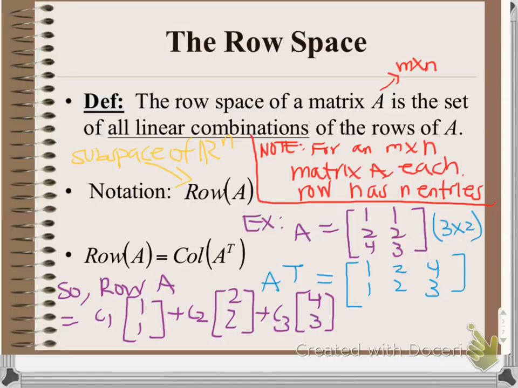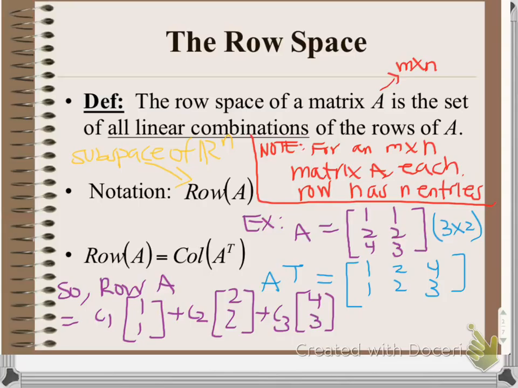Okay, so now, for the most part, when we talk about the null space of A and the column space of A, we're looking at the columns, right? We're row reducing and everything, and looking at the columns. Now we're going to look at the rows. So the row space of a matrix A, where A is an m by n matrix, is the set of all the linear combinations of the rows of A.